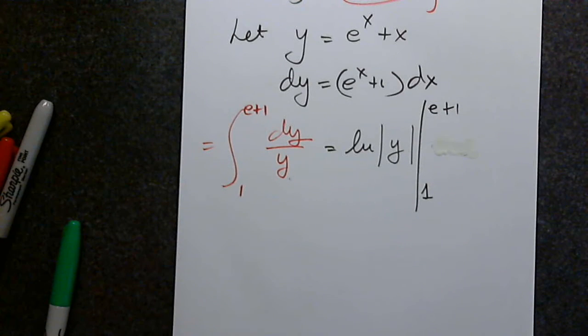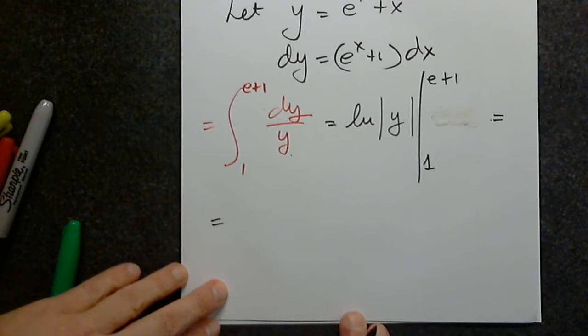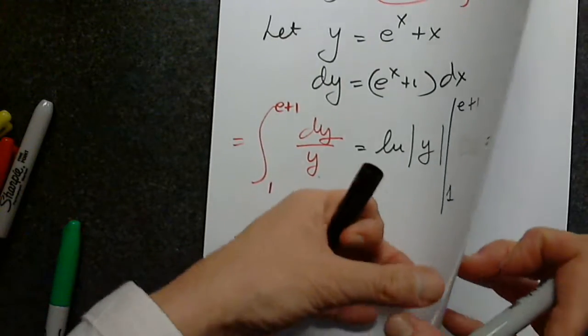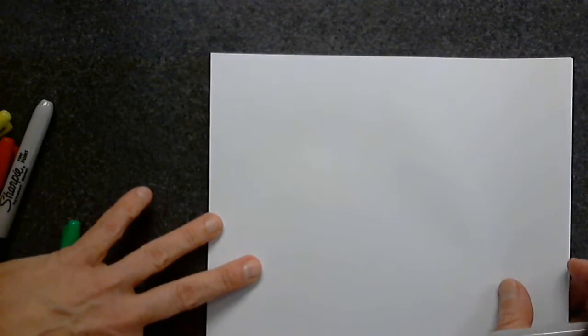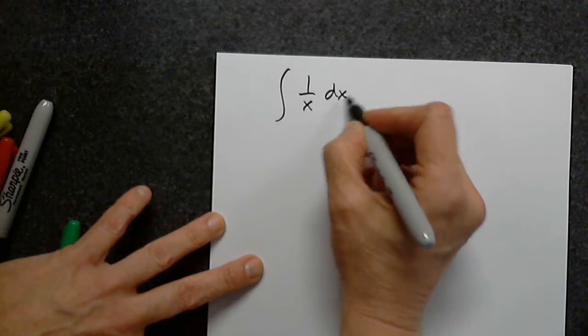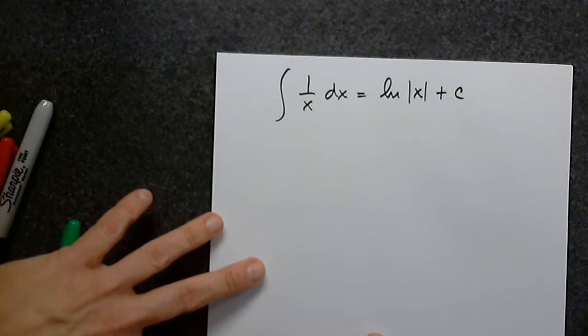This is a definite integral. Why is it the absolute value? Very good question. So the integral of 1 over x dx is the natural log of the absolute value of x plus a constant c.